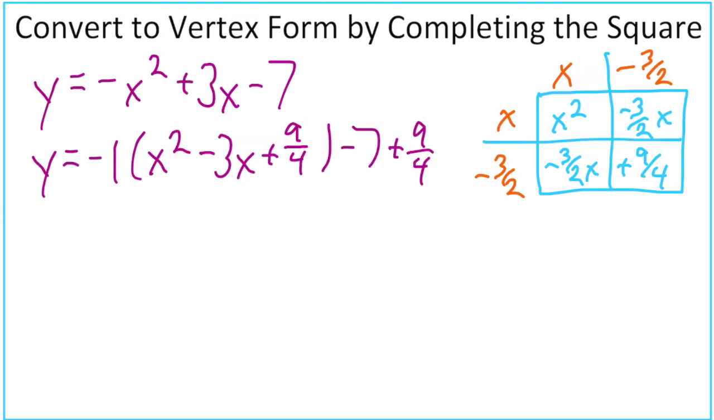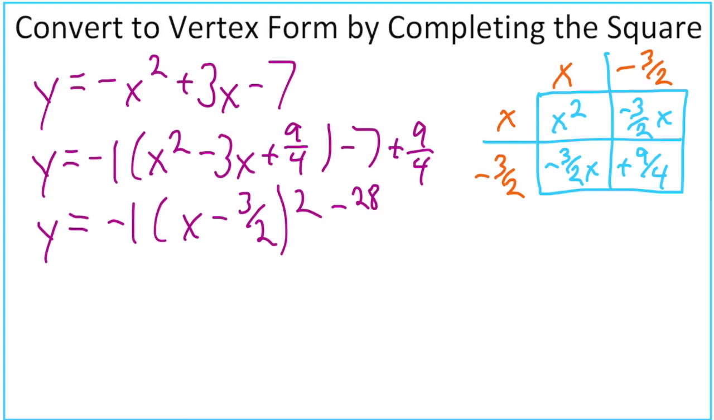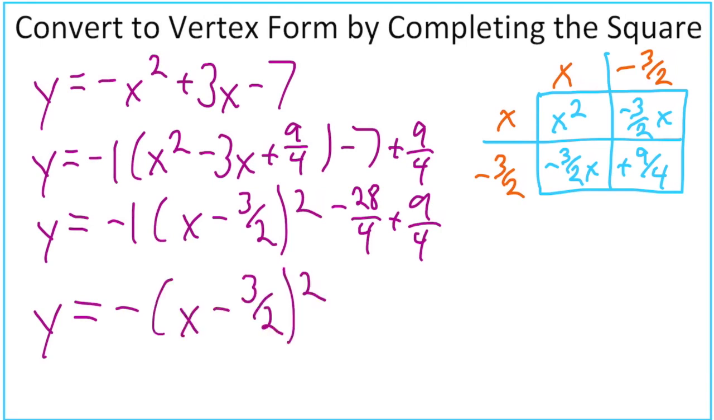All right? And let's go ahead and rewrite this. We have negative 1 times x minus 3/2 squared. I'm going to do this in 2 steps. I have my 9/4 here. I'm going to go ahead and change my negative 7 into negative 28/4, just because now I have the same denominators, and I can now simplify it down. And for this final version, I'll just put the negative sign in front. And then this will be negative 19/4.